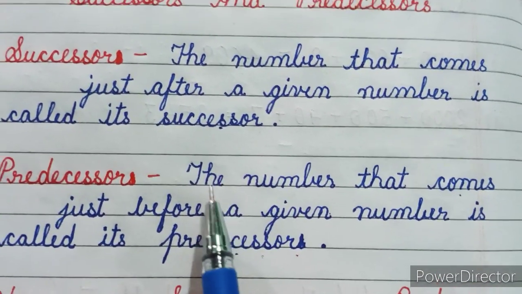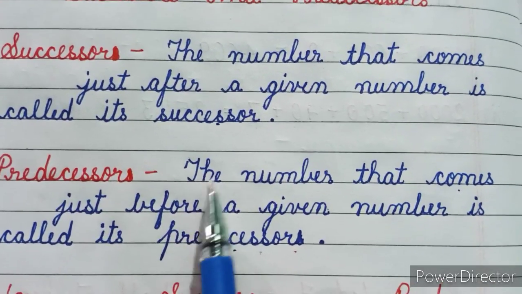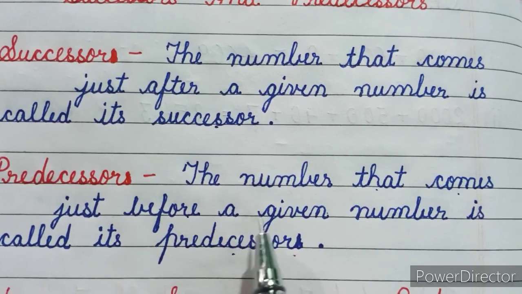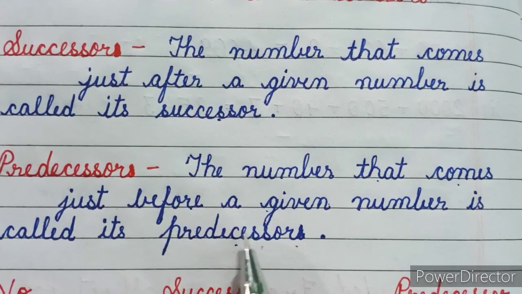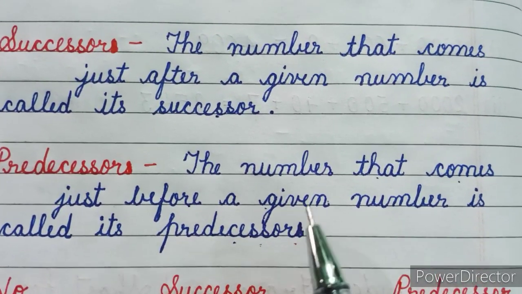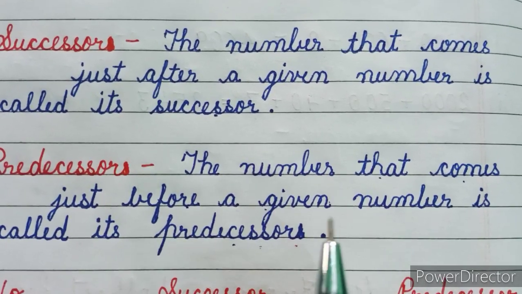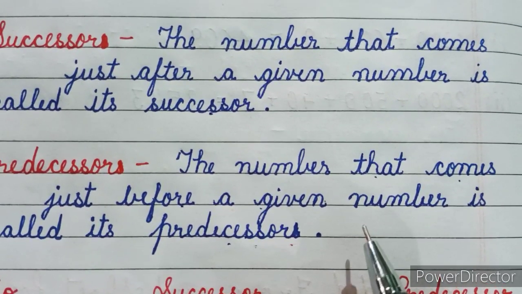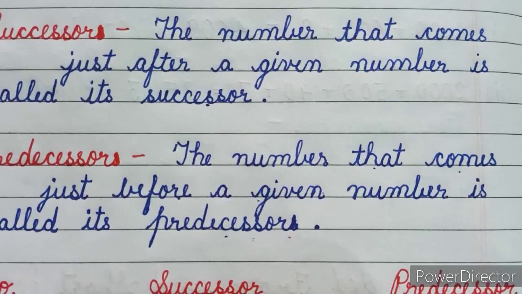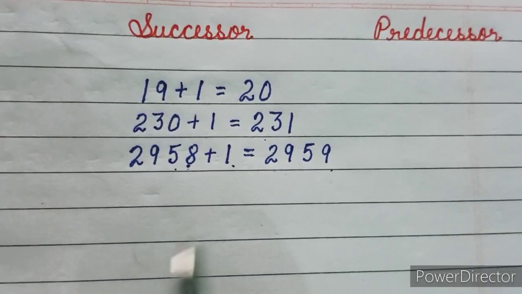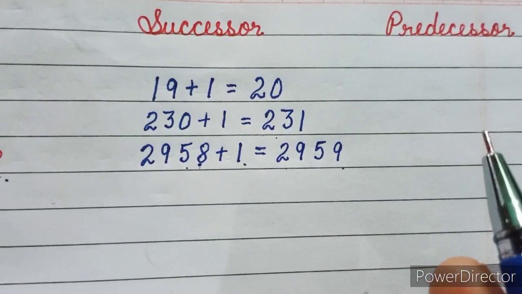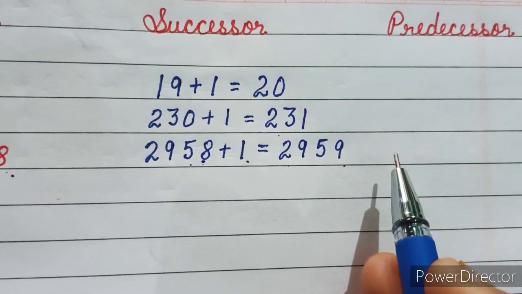What is predecessor? The number that comes just before a particular number is called its predecessor. You can get the predecessor by subtracting 1 from the number. Okay, children? Now look at the example. If we simply subtract 1 from the number, we get its predecessor.